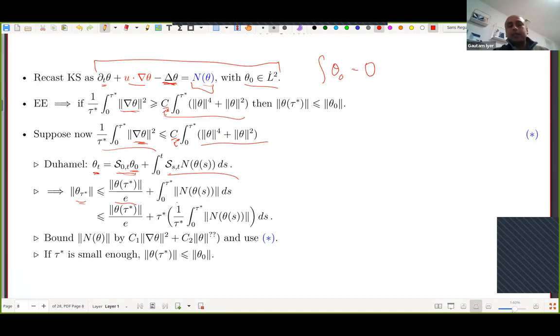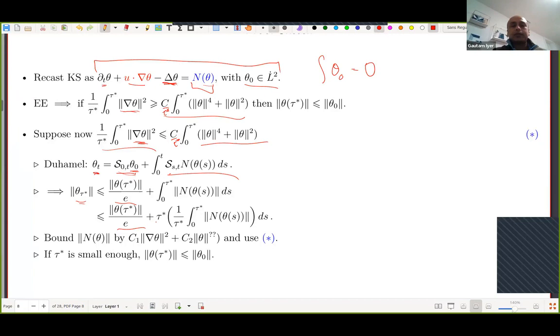So I have the integral from 0 to tau star of the L2 norm of the nonlinearity. My aim is to somehow bound the second integral by some constant less than 1 times the initial L2 norm. So I showed you that the L2 norm doesn't grow. The first term I just copied. What do I do with the second term? Again, hit it with calculus inequalities.